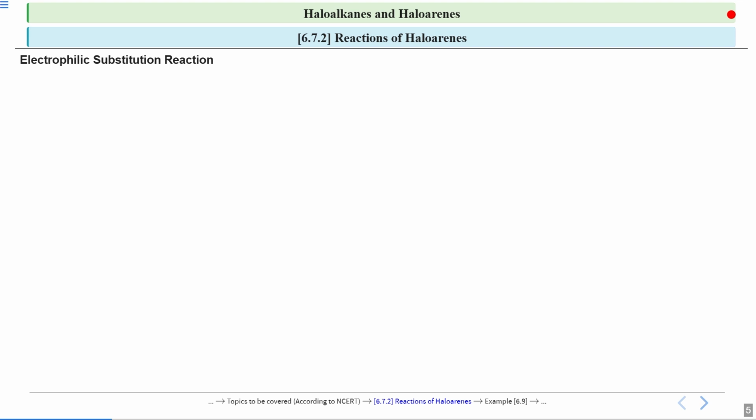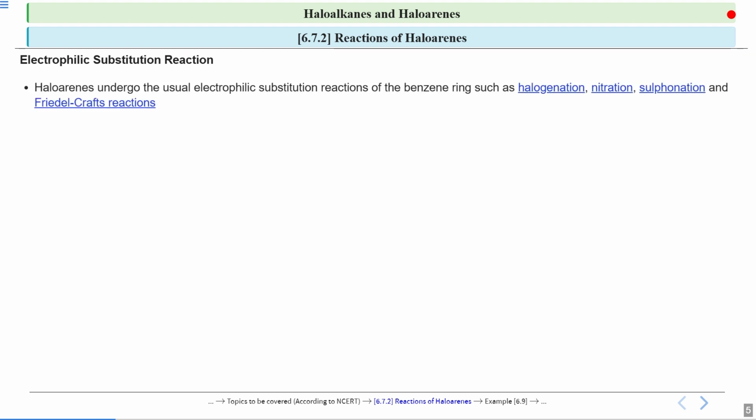So let's begin today's first topic, that is the reactions of haloarenes, in which first of all we will study the second major category of reaction shown by haloarenes, that is electrophilic substitution reaction. Until now we have covered the reactions of haloarenes followed by nucleophilic substitution. Today we are going to cover the electrophilic substitution reactions of haloarenes.